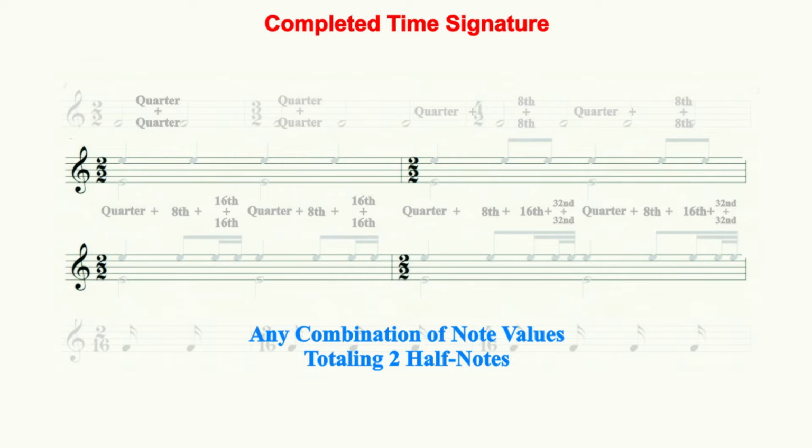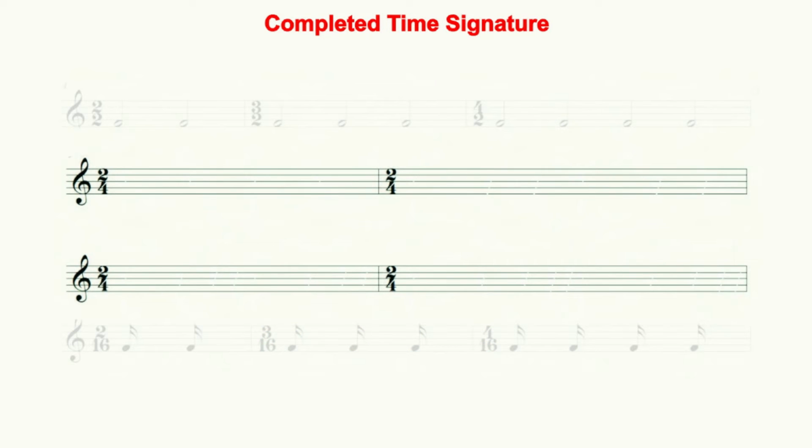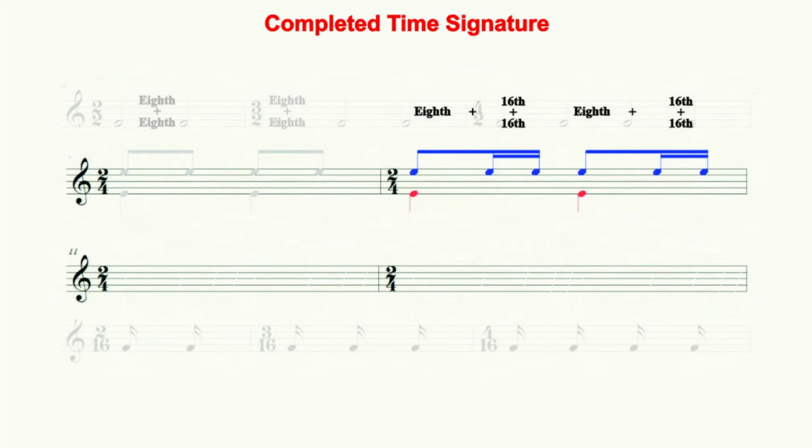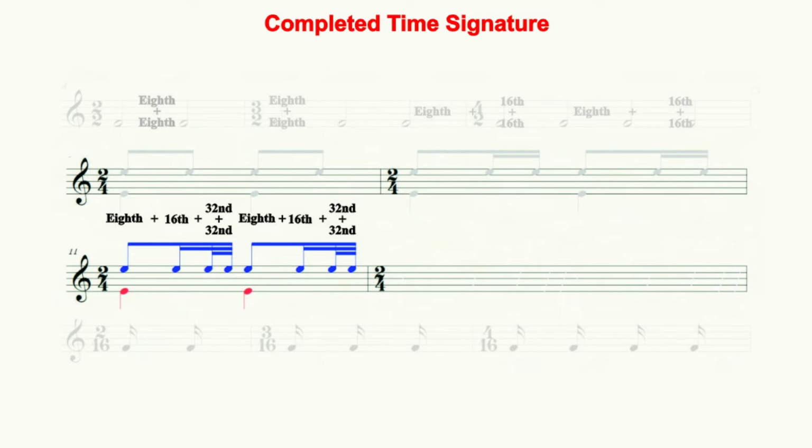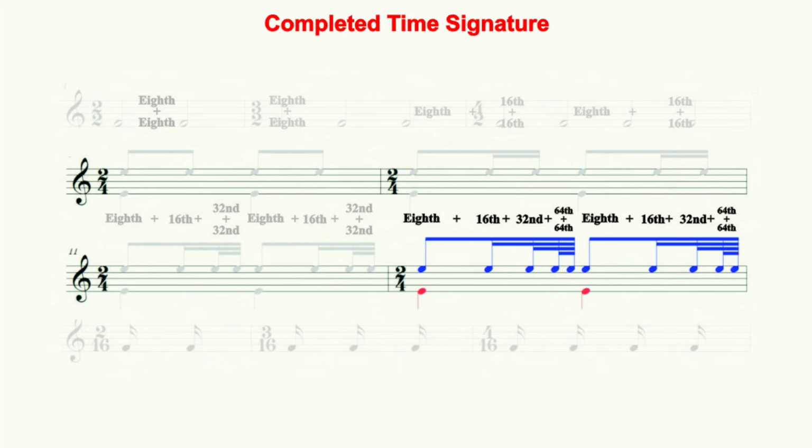Therefore, any combination of note values that add up to 2 half notes can be correctly placed within a single measure having a 2-2 time signature. Another example shows how this pattern of division can be reproduced in the 2-4 time signature, where the beat is represented by a quarter note. The division of 2/8 is equal to 1/4. The division of 1/8 plus 2/16 is equal to 1/4. The division of 1/8 plus 1/16 plus 2/32 is equal to 1/4. The division of 1/8 plus 1/16 plus 1/32 plus 2/64 is equal to 1/4.